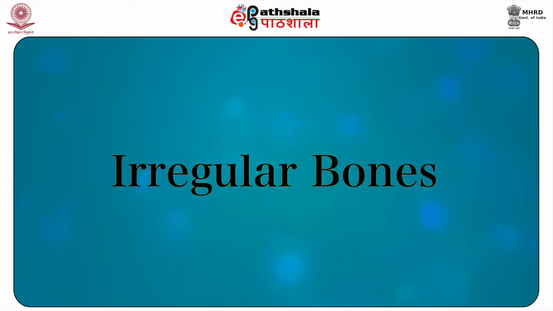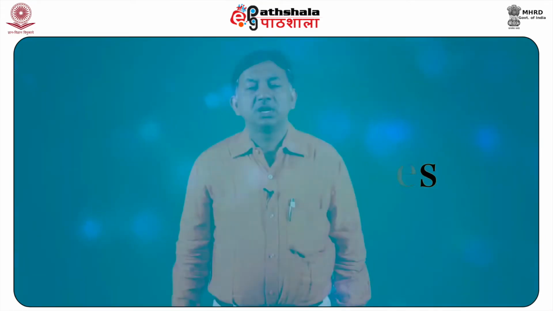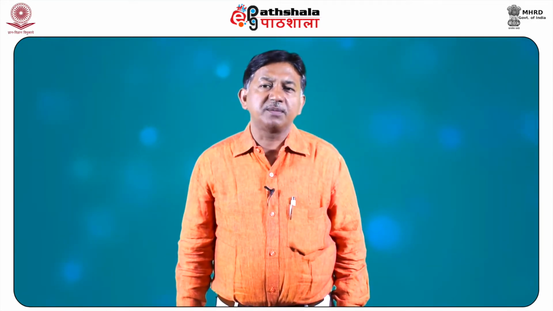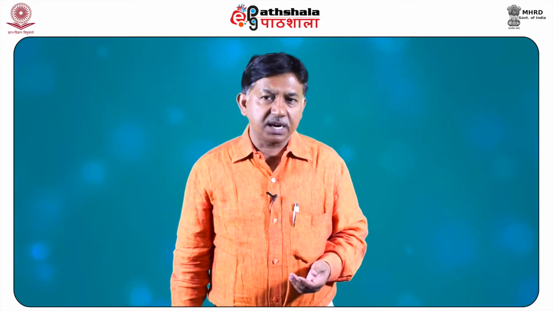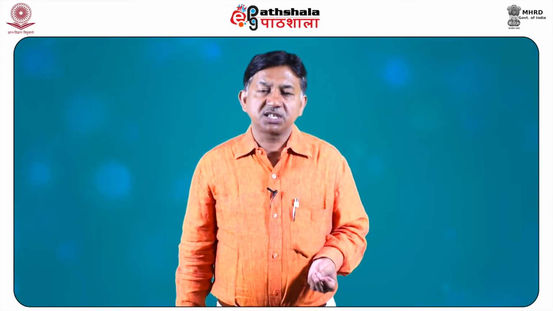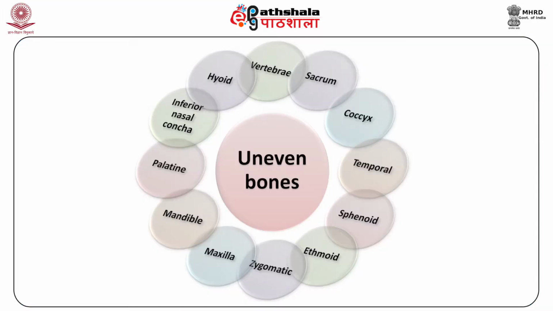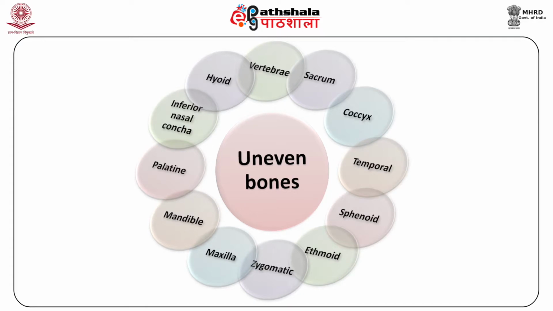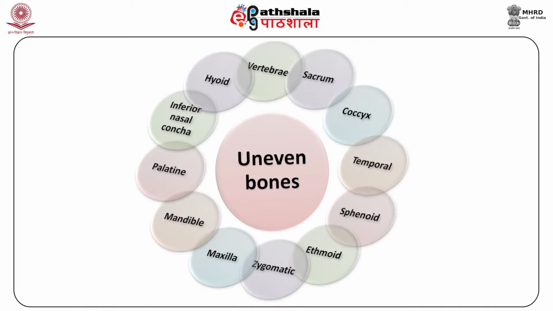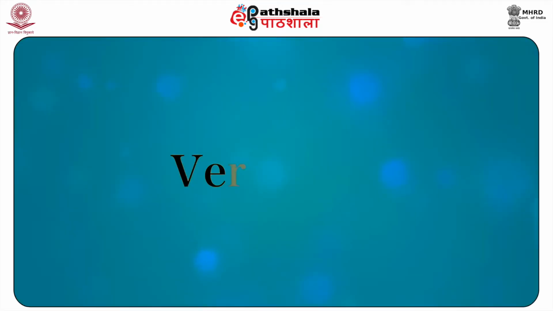Now afterwards, let's see the irregular bones. The uneven bones are those whose irregular form will not allow them to be grouped under the previous heads. They consist of cancellous tissue enclosed within a thin layer of compact bone. The irregular bones are the vertebrae, sacrum, coccyx, temporal, sphenoid, ethmoid, zygomatic, maxilla, mandible, palatine, inferior nasal concha, and hyoid.